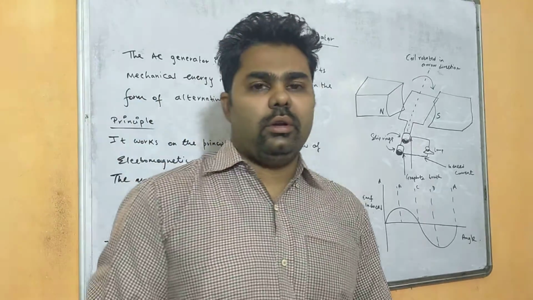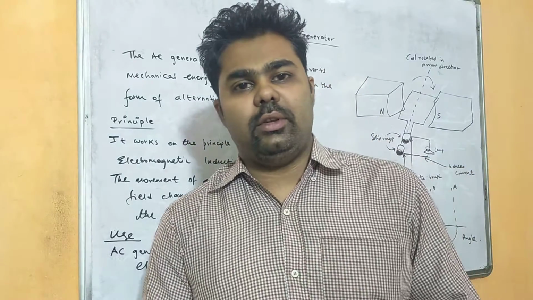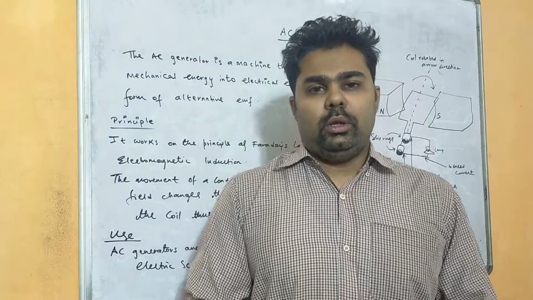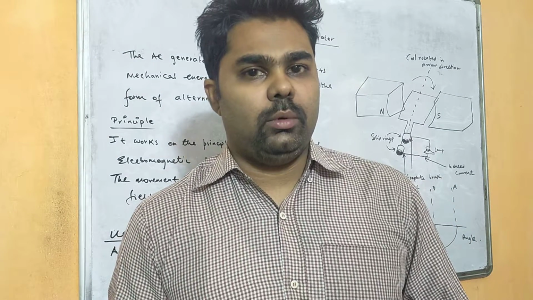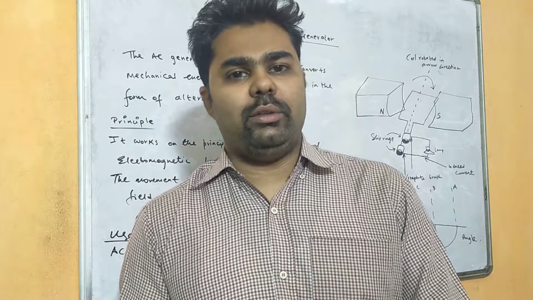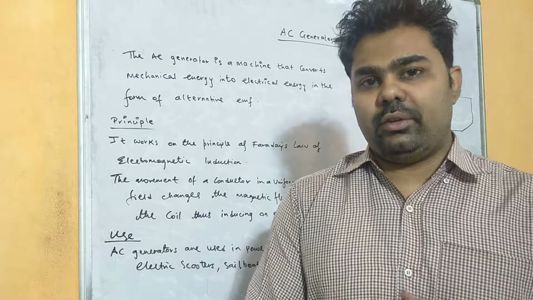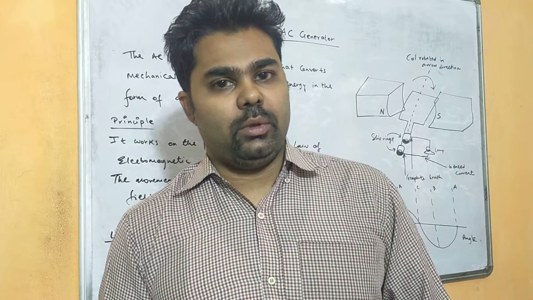AC generator is a device which is used to convert mechanical energy into electrical energy for appropriate use. Based upon the power output, generators can be of two types: one is AC generator and one is DC generator. Slip rings are used in AC generator, whereas a commutator is used in DC generator.